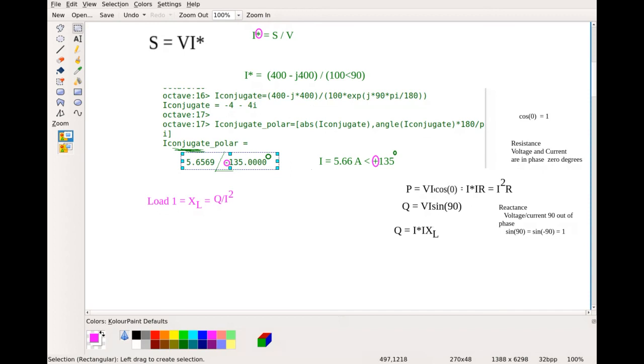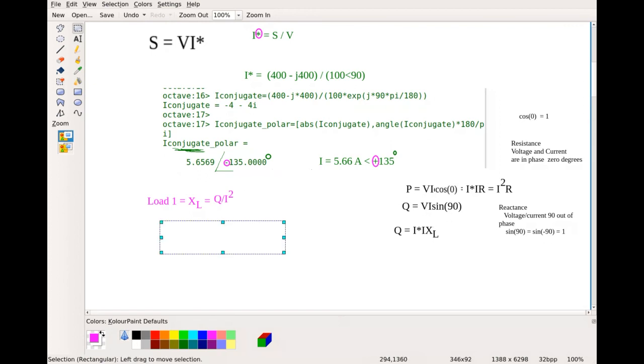So the voltage is actually 90 degrees ahead of that, so we would add 90 degrees. Actually, I'm sorry, I was pointing at the wrong one. This is actually my current. But so we can calculate X of L now.